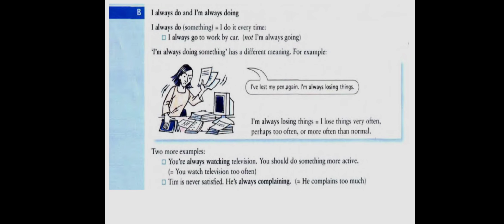Tim is never satisfied and he is always complaining. Tim is never satisfied. Here this is a negative feature. So the other person says he is always complaining, uses present continuous with always to indicate that it is a negative action. He complains too much. Thank you. That's all.